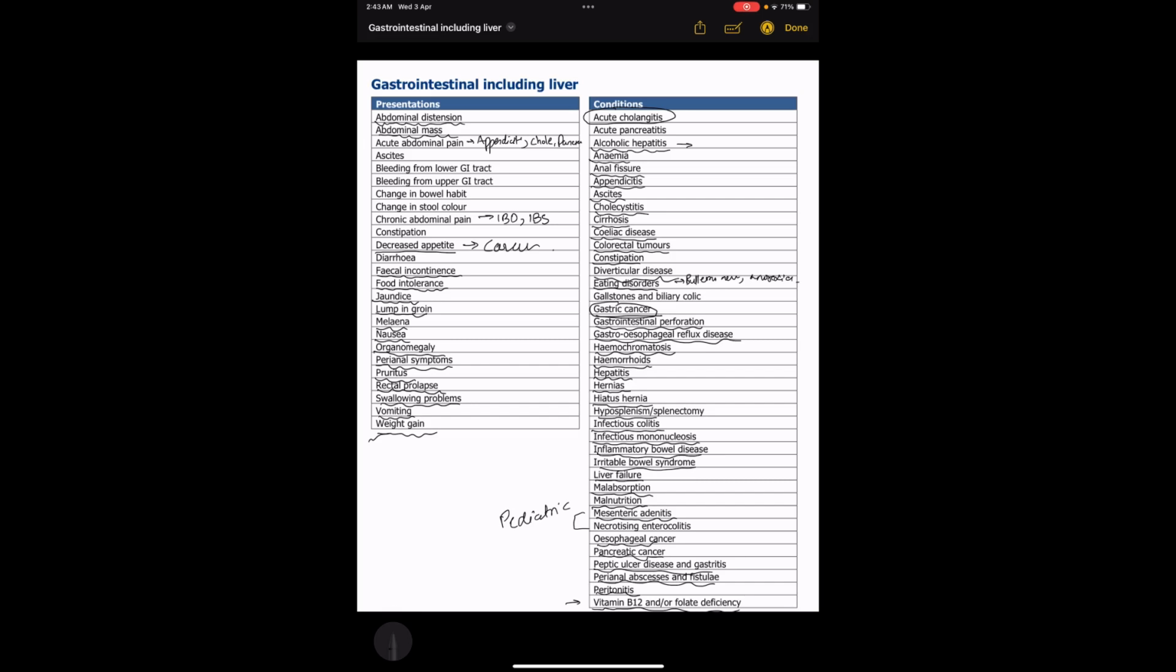These are the topics that are present in the gastrointestinal section. They are relatively easy topics, and most of these topics occur in the examination station. So keep that in mind while you're preparing for the exam.